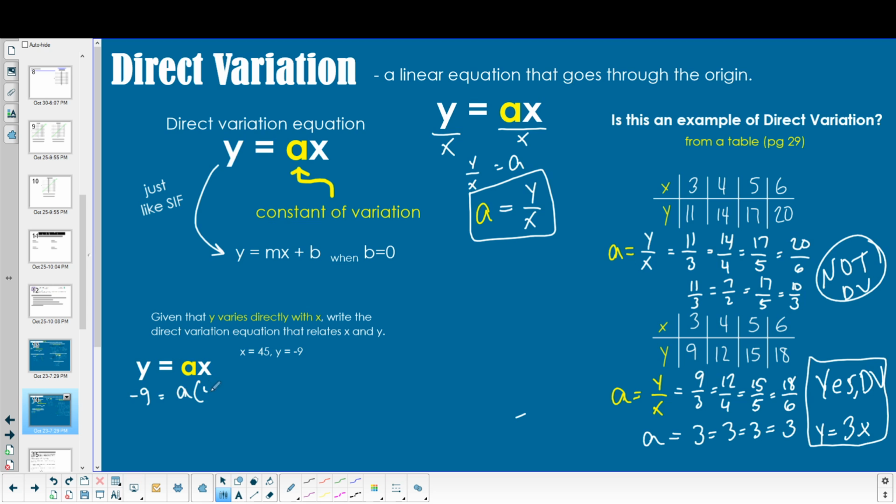A times 45, and we'll divide by 45. So a equals -1/5. Again, don't fall into the trap. Don't leave it here. We're looking for the direct variation equation for this problem. So therefore, it's y equals -1/5 x. This is our direct variation equation in this problem.